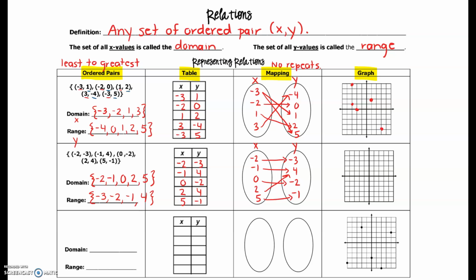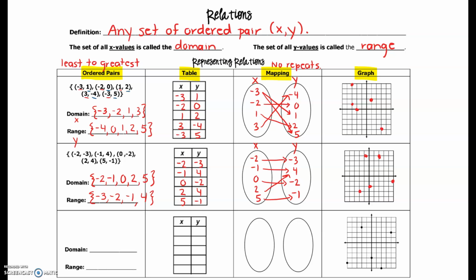The last representation is the graph, so we want to come back to our ordered pairs and we want to plot the point -2, -3, -1, +4, 0, -2, 2, 4, and 5, -1.